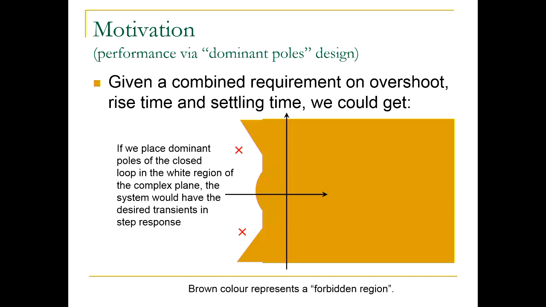And then the question is, can you design a controller so that you move the poles of the closed loop system to be in this white region, right? Desired region of the complex plane. Why do we do this? Because then we would satisfy our desired specifications. Okay? Now we want to learn how to do that in the simplest possible case.